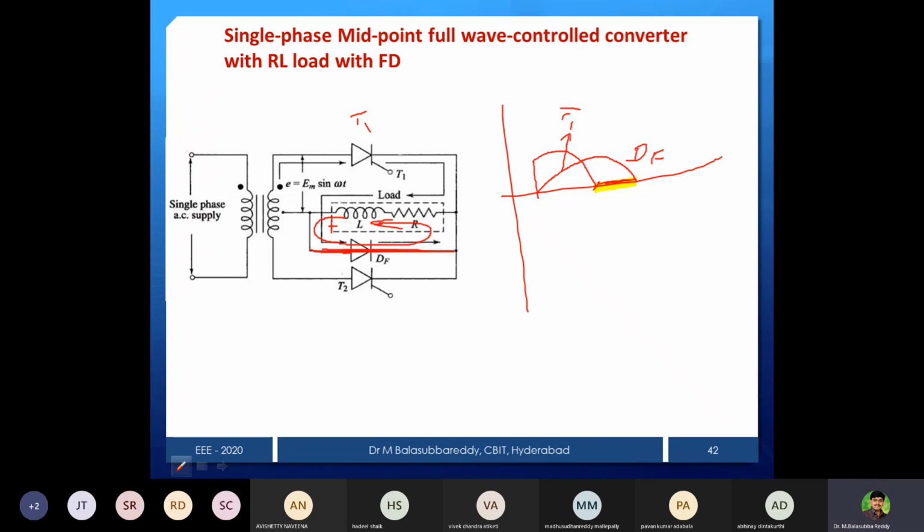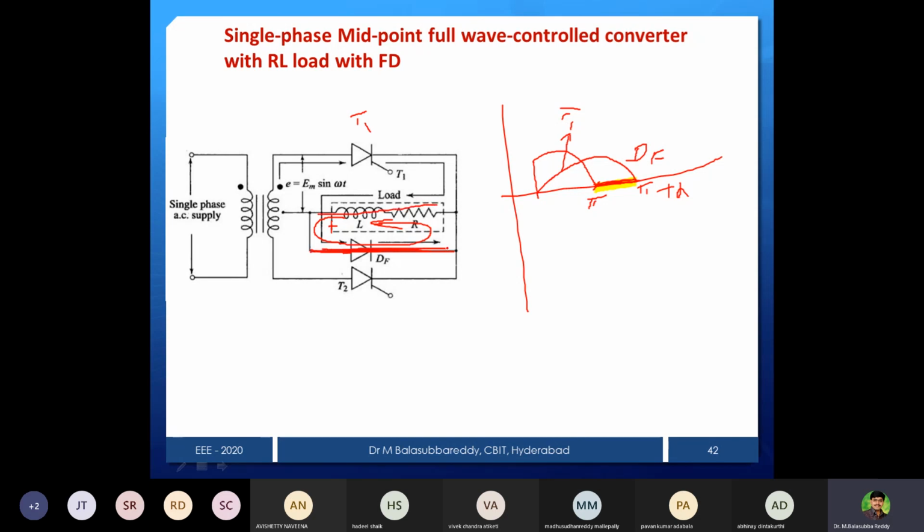But now what will happen? Because of the freewheeling diode, once it reaches pi, the freewheeling diode will automatically be forward biased. Then what will happen? The energy stored in the inductor is going to be dissipated through the freewheeling diode, and therefore the voltage will be 0. Why is the voltage 0? Because this will be short circuited.